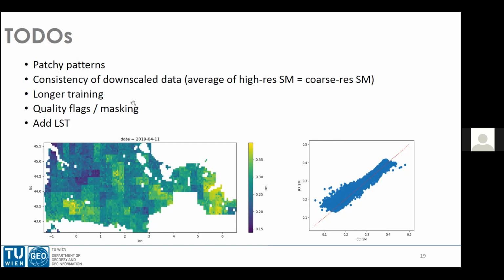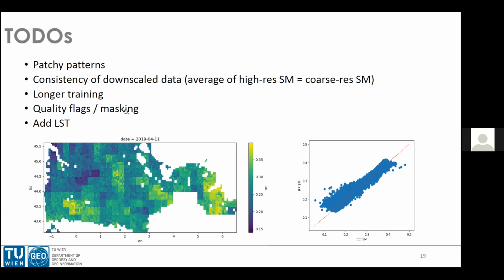Another problem that I've not addressed yet is the consistency of the downscaled data, in the sense that all of the high resolution, or 5 kilometers, downscaled soil moisture within the CCI soil moisture pixel should be, so the average of the downscaled data should be identical to the soil moisture value of the CCI data set. And that is not the case at the moment. This is shown by this scatter plot here, where you see that the data are pretty close to the 1-1 line, but there are quite some outliers, and this should be completely overlapping in the ideal scenario.